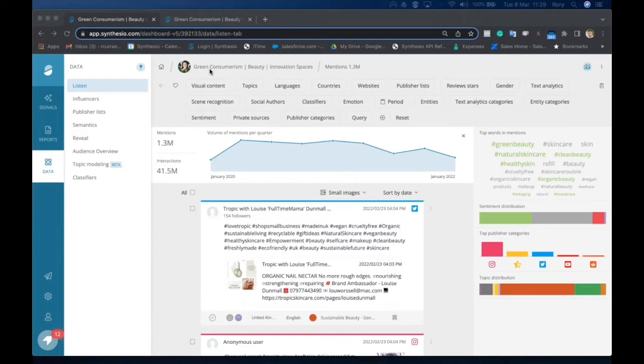So the first thing you see when you log into the dashboard is the Listen tab. And as Alan mentioned, we have access to huge amounts of data. The majority of that data traditionally is unstructured. So this is where we're taking all of that data and structuring it within your dashboard.